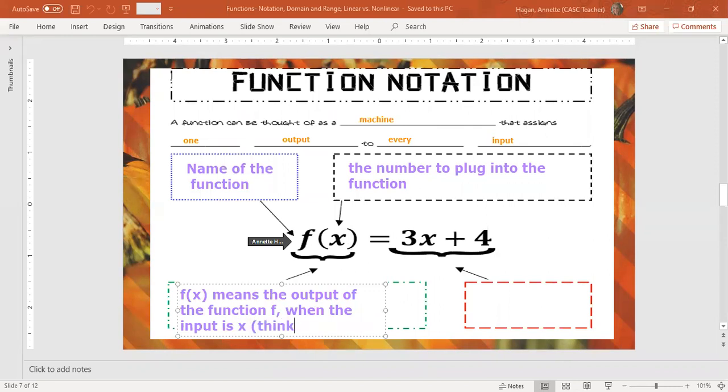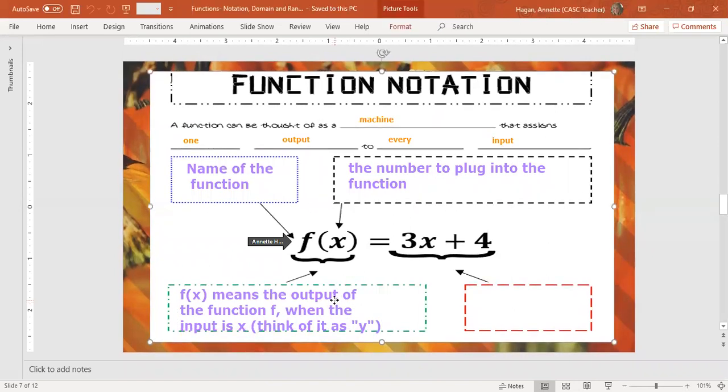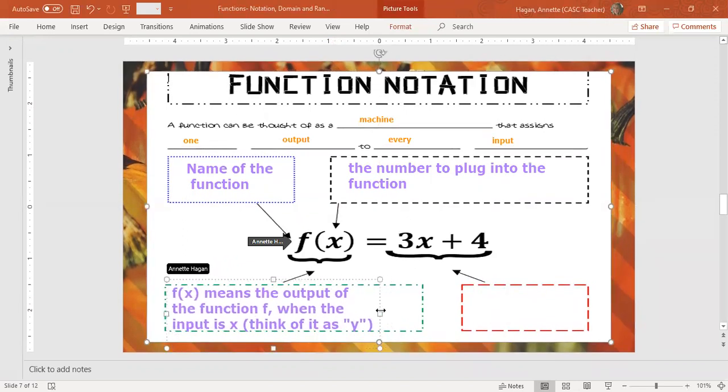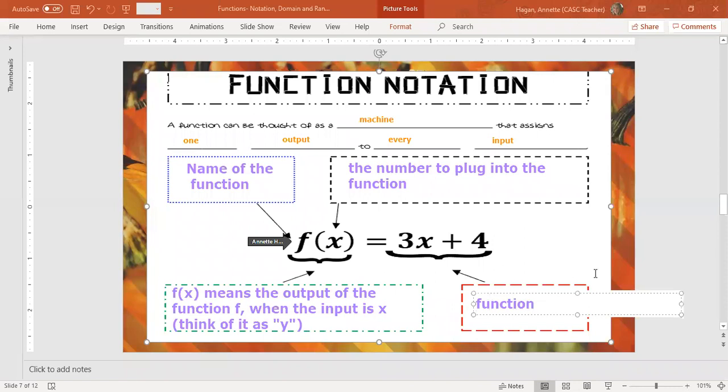So think of it as our y. This is just another fancy name for y, okay? It's a fancy name for y equals. And so basically how we read this is the output of the function when the input is x, okay? Same thing as y, it's our output. And last but not least, 3x plus 4 is our actual function. This is the actual function that you are using, okay?